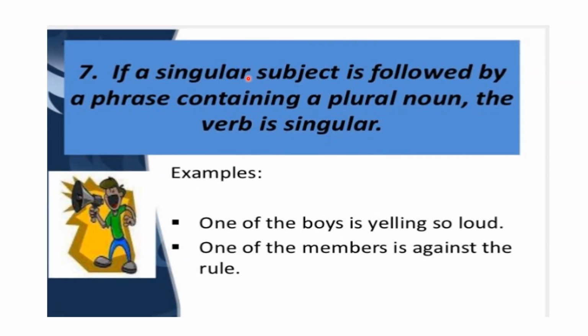The seventh rule: if a singular subject is followed by a phrase containing a plural noun, the verb is singular. Look at the following examples. One of the boys is yelling so loud. Here in this phrase, boys is a plural noun, but you have to use a singular verb. One of the members is against the rule. Here again, one of the is the phrase and it contains the plural noun members. So in this subject, you have to use a singular verb. So the answer is: one of the members is against the rule.